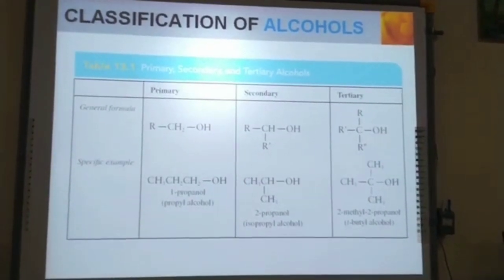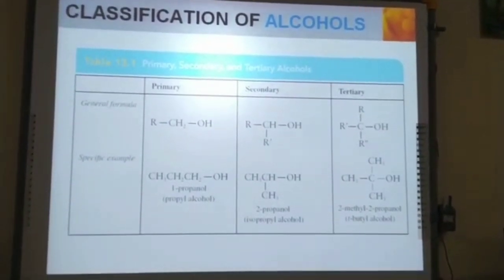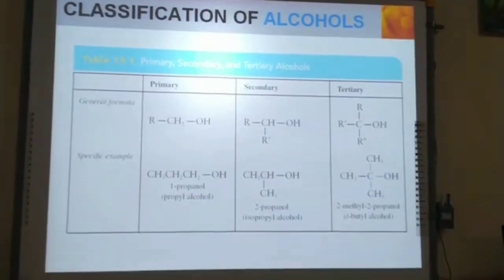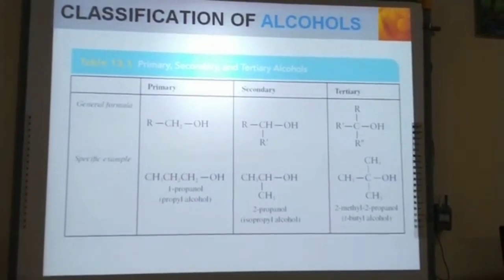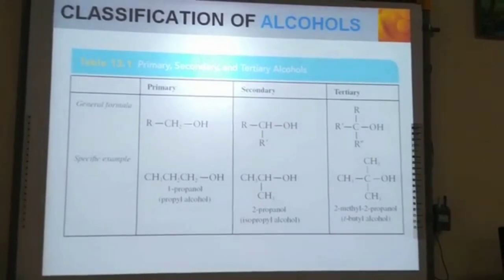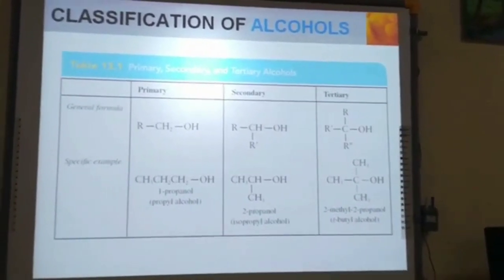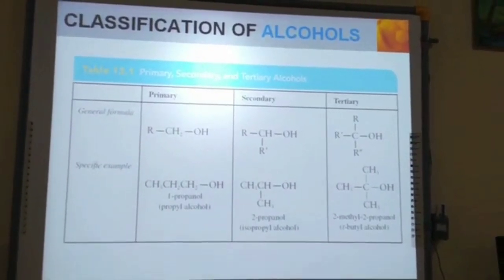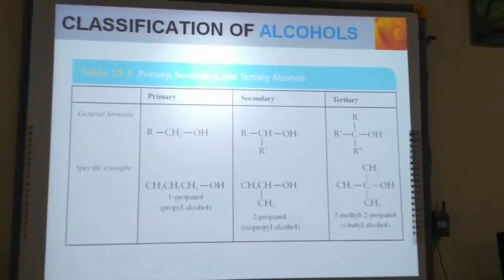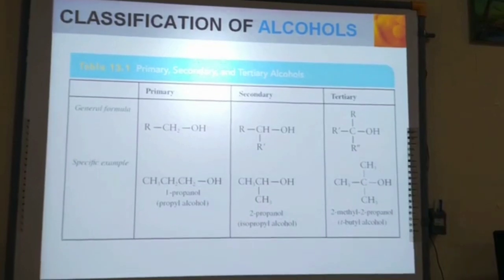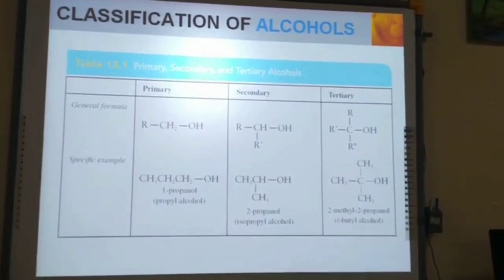Alcohols are also classified on the basis of primary, secondary and tertiary alcohols. When the OH group is attached to a primary carbon, it is called primary alcohol. When it is attached to a secondary carbon, it is called secondary alcohol. And when it is attached to a tertiary carbon, it is called tertiary alcohol. For example, 1-propanol is a primary alcohol, 2-propanol is a secondary alcohol, and 2-methyl-2-propanol is a tertiary alcohol.